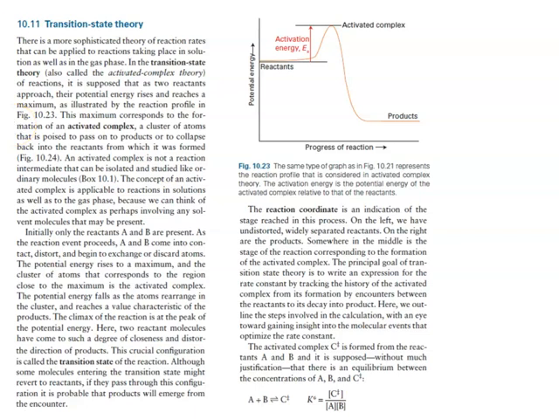Now, the reaction coordinate is an indication of the stage reached in this process. On the left, we have undistorted, widely separated reactants, and on the right are the products. Somewhere in the middle is the stage of the reaction corresponding to the formation of the activated complex or transition state. The principal goal of transition state theory is to write an expression for the rate constant by tracking the history of the activated complex from its formation by encounters between the reactants to its decay into products.